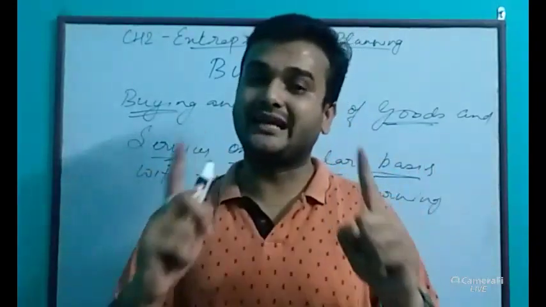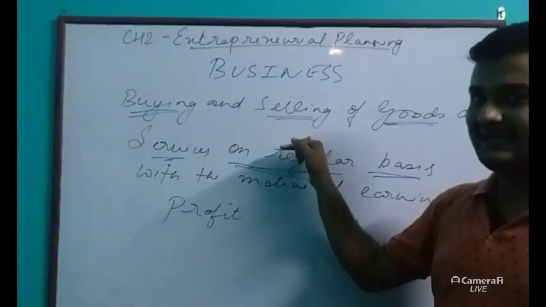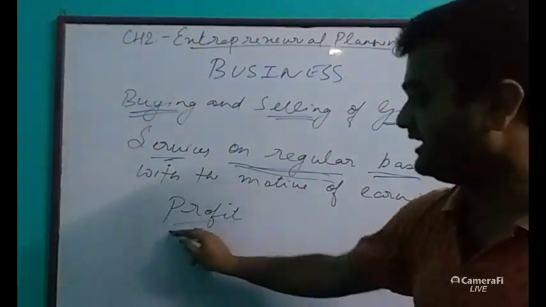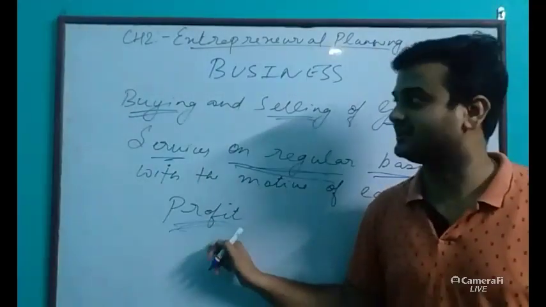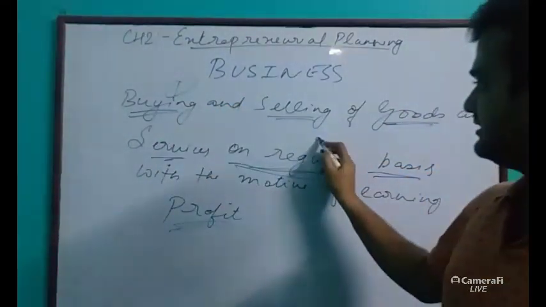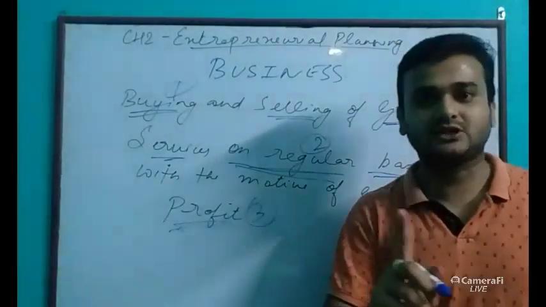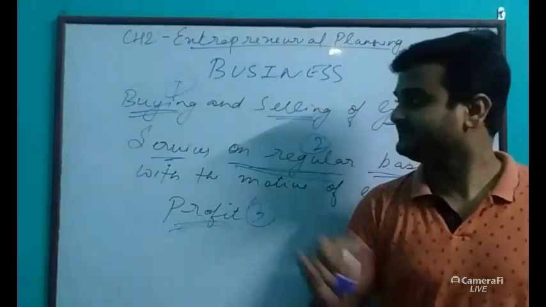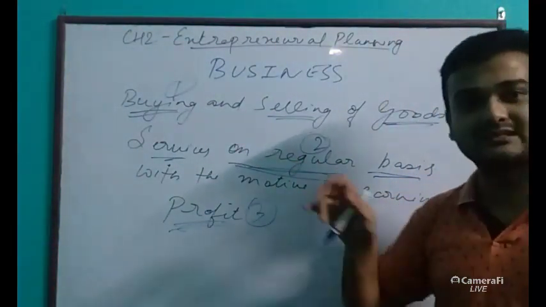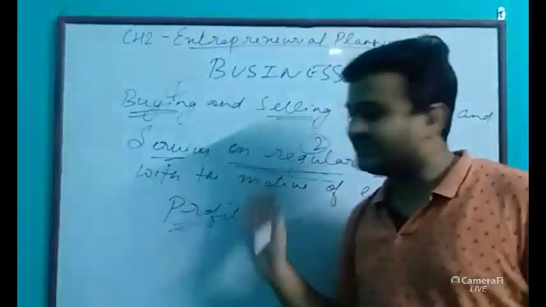So for business to take place, three things are important. Remember three things. Buying and selling, on a regular basis, and the last is for profit. Number one, buying and selling. Number two, regular basis. Number three, profit. Understood? Repeating it again: buying and selling is number one, then on a regular basis is number two, and for profit is number three. So this is the definition of business.